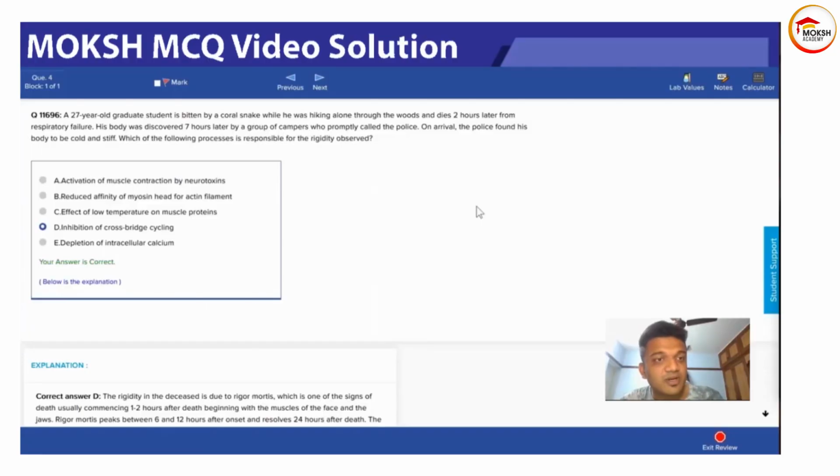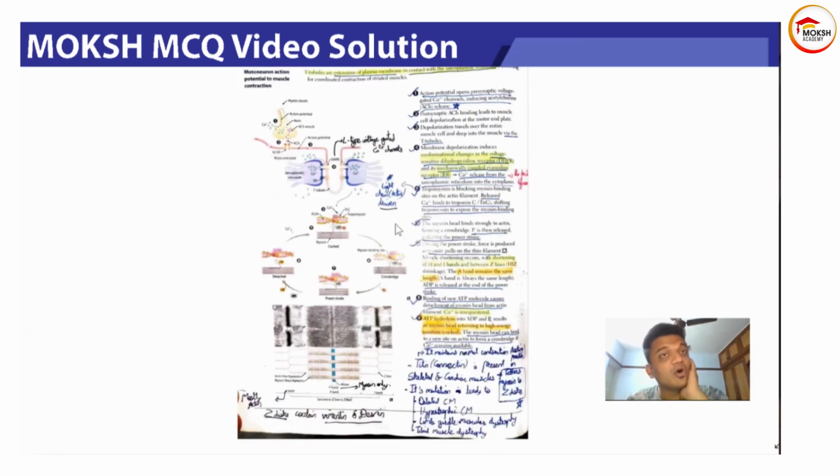Okay, so a 27-year-old graduate beaten by coral snake. Basically, they're asking about rigor mortis, right? Cold and stiff means rigor mortis. After death, rigor mortis occurs. They are asking what is the mechanism of rigor mortis, basically. We all learned this in our school times. This is skeletal muscle, not cardiac, and how it contracts.